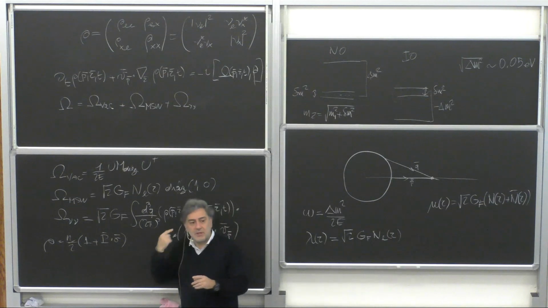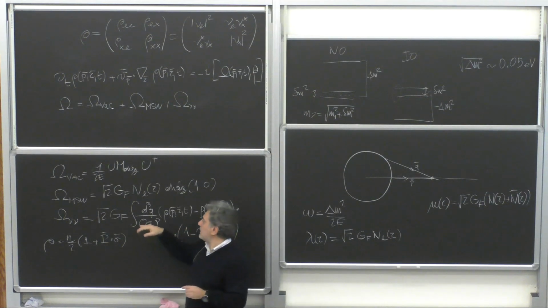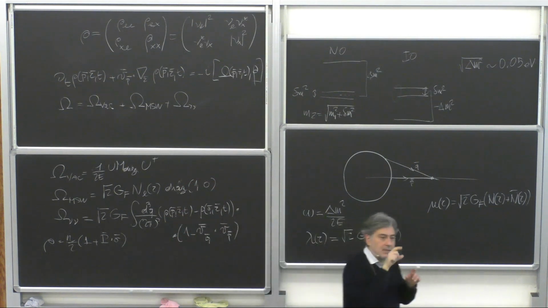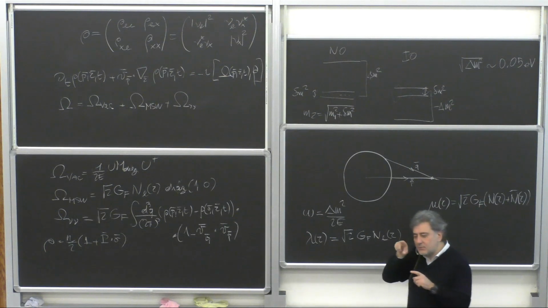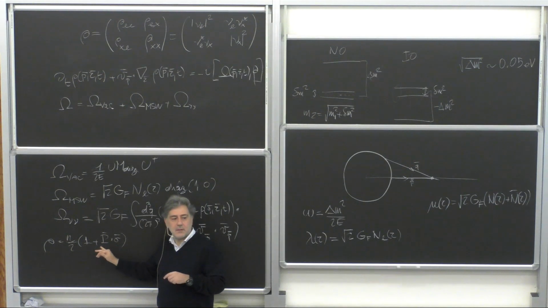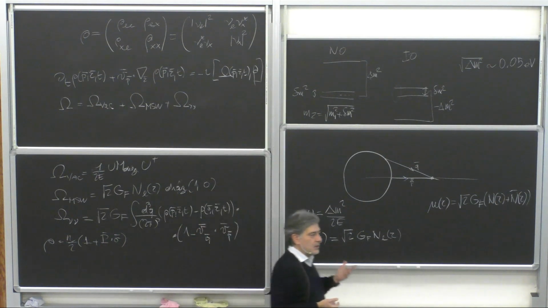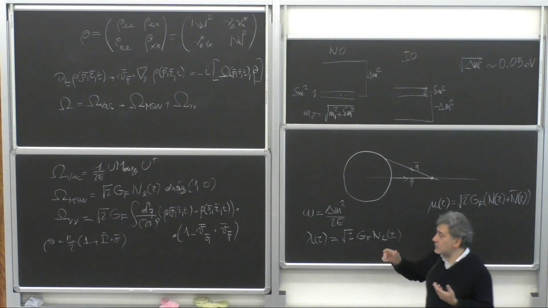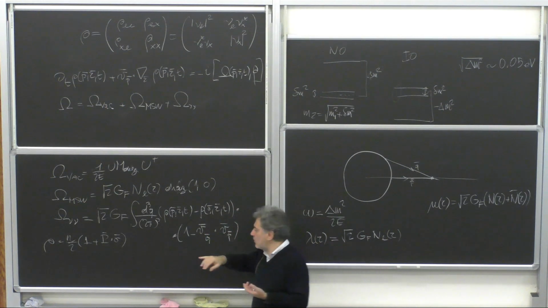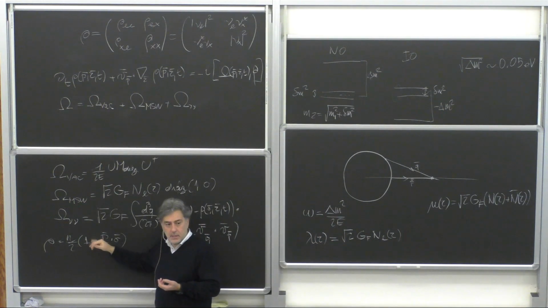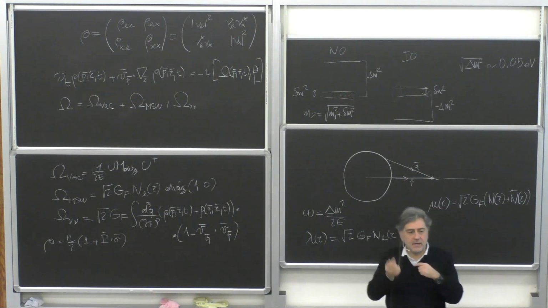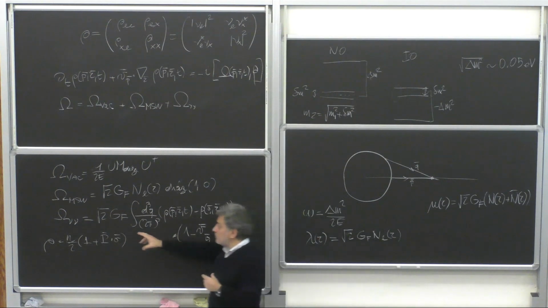In particular, the oscillation probability, which is related to the off-diagonal terms of the density matrix, is related to the third component of this vector. It can be shown that the oscillation probability, for instance, in the case of two flavors, e and mu, P_ee will depend on P3. So the third component of this vector, and you have to calculate how this vector rotates. This vector can also shrink.